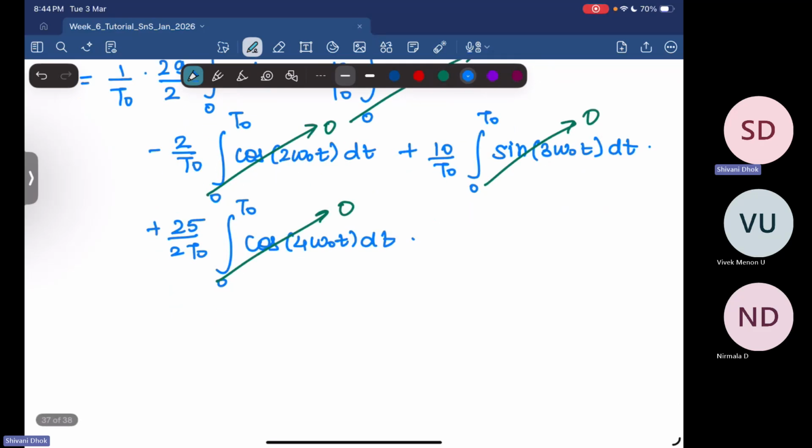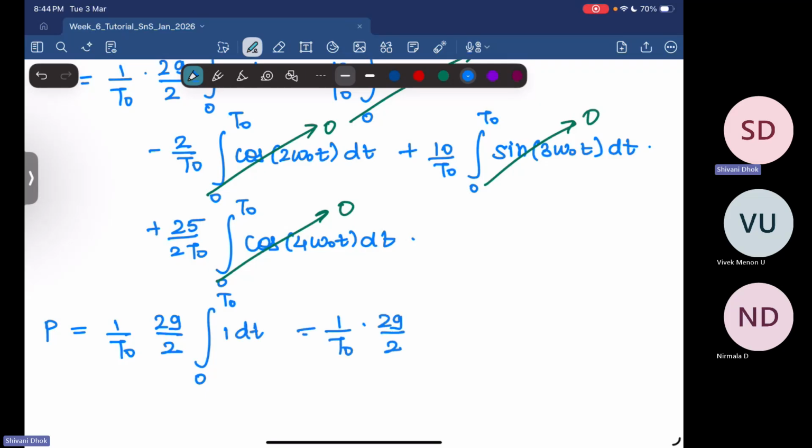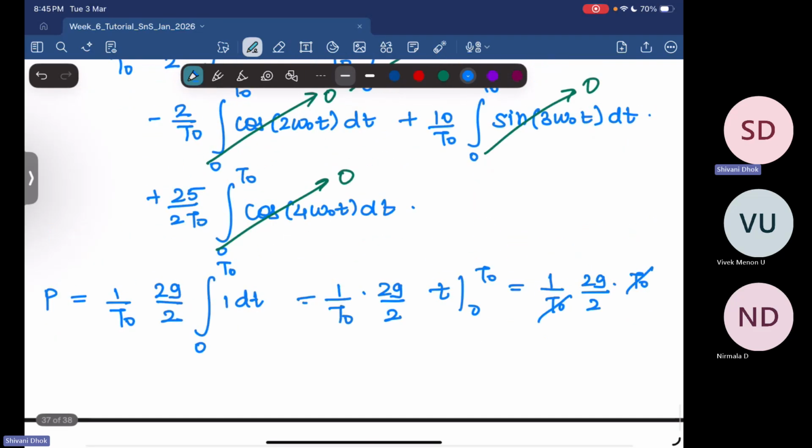So what we are left with is P equal to 1 by t naught into 29 by 2 integral 0 to t naught 1 dt, which is 1 by t naught into 29 by 2 t from 0 to t naught, which is equal to 1 by t naught into 29 by 2 into t naught. This t naught and this t naught get cancelled. So what we are left with now is P is equal to 29 by 2. So this is essentially the power of your signal, the power of x of t.